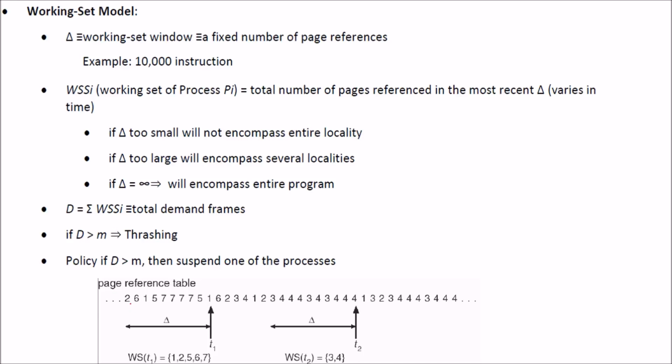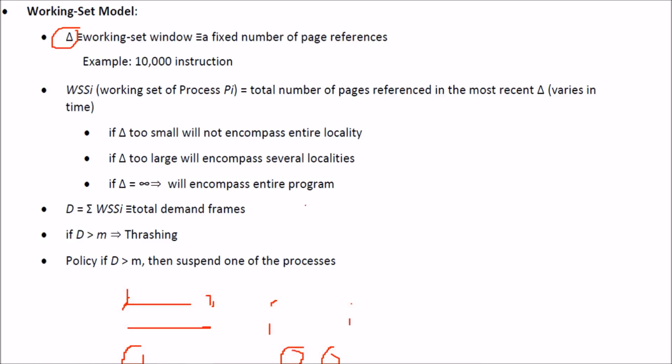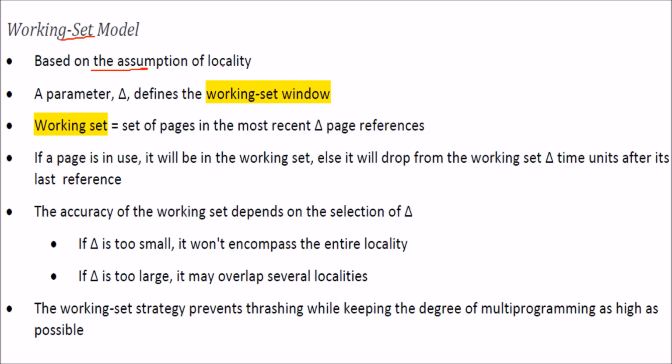See, from this page to this page, we take a delta, a time. So if this is delta, for this delta time, all these pages are kept in this working set model. From here to here, we have kept 3 and 4 because only 3 and 4 are referenced. These are kept in the working set model. So this is based on the assumption of locality, as you just saw. We have a parameter delta, which is actually the time that defines the working set window.